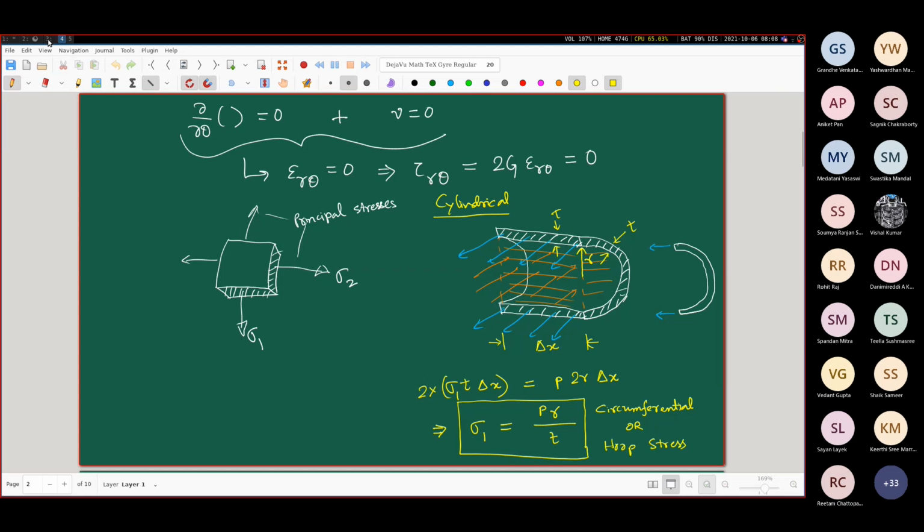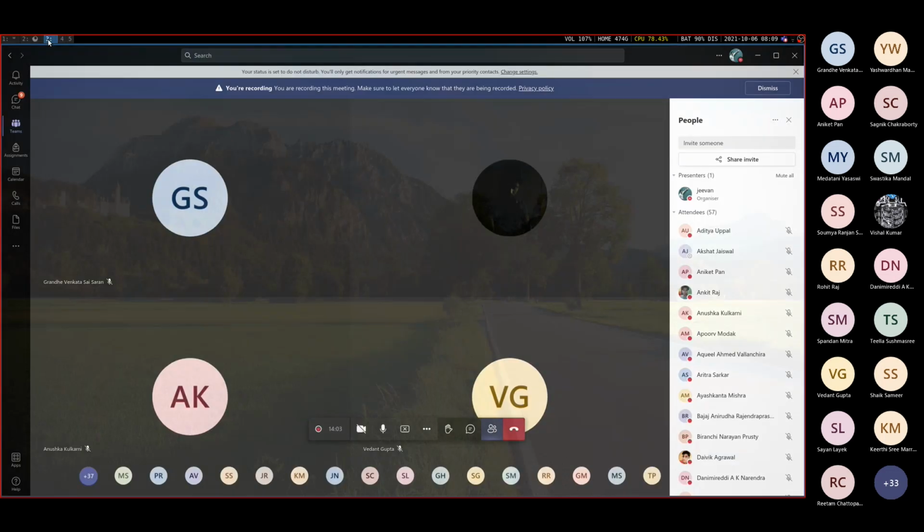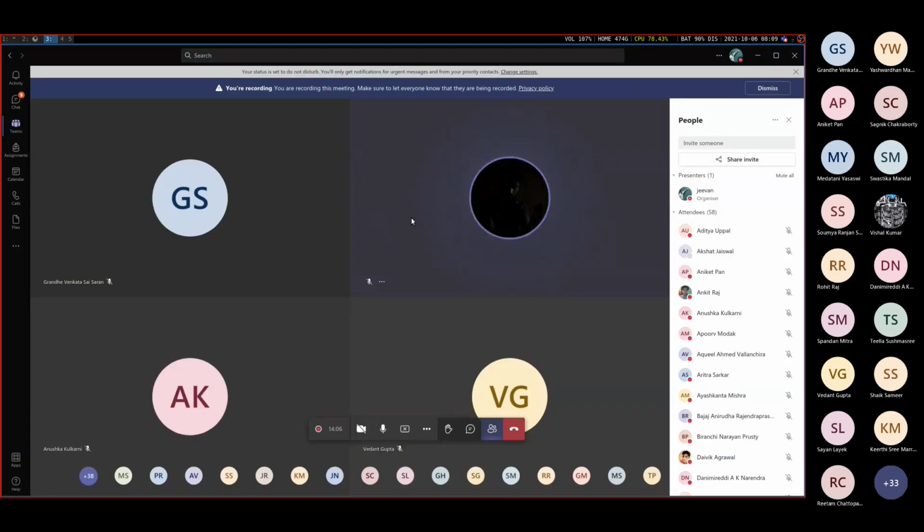Plane perpendicular to cylindrical axis. Cylindrical axis. What is cylindrical axis? You tell me in terms of r, theta, or z. The plane perpendicular to z. Who is saying this? The plane perpendicular to r, sir. Yes. The tau r theta, that is the shear stress which is occurring on the plane which is perpendicular to the r axis.